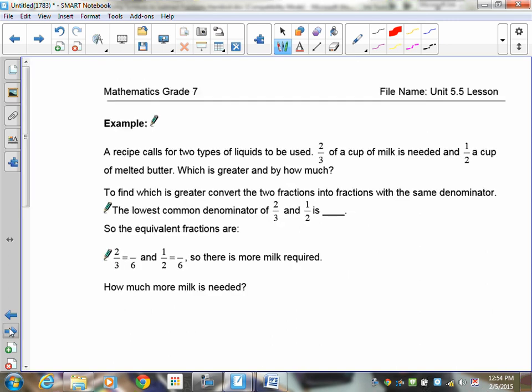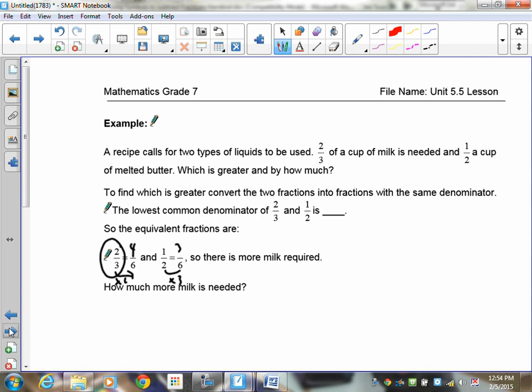Next example. A recipe calls for 2 types of liquids to be used. 2/3 cup of milk is needed and 1/2 cup of melted butter. Which is greater and by how much? To find out which is greater, you can convert the two fractions to have the same denominator. So that would be 2 to become a 3 to a 6. You multiply by 2, so this becomes 4/6. And this one you multiply by 3, so this becomes 3/6. Now since 4/6 is more than 3/6, we know that 2/3 is greater.